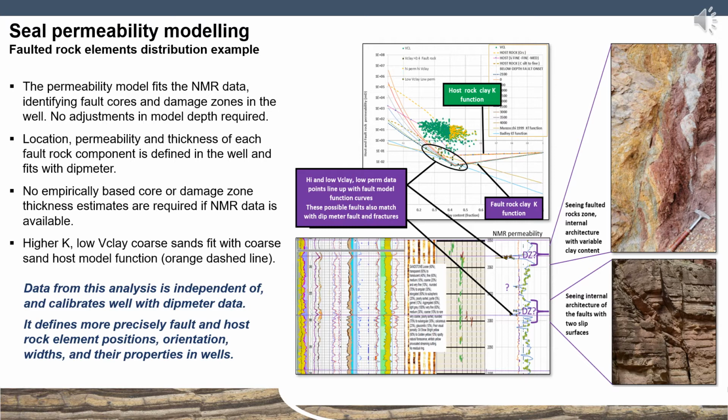This is another example, this time in a fairly sandy sequence. You can see on the Perm v clay plot a number of points there down in the fault rock area. There is a fault identified also on the dip meter data that coincides with this data point, so there's good calibration there. And there's also a shear zone with fractures identified on the dip meter log. There's higher perm in the vicinity of those fracture zones, so perhaps we're defining the extent of a damage zone in this case.